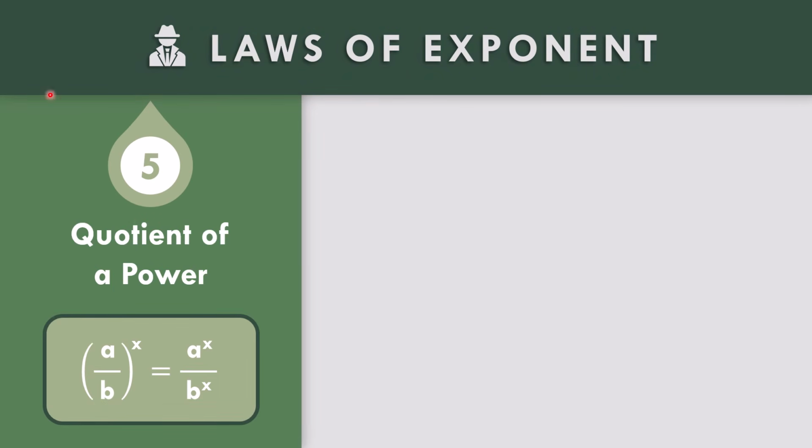Fifth law of exponents, that is the quotient of a power. So the quantity a over b raised to the x. So it means a to the x all over b to the x. In example number 1, that is the quantity x over y raised to the third power. So it means copy the base x, and then 1 times 3 is 3. And then copy the base y, 1 times 3, that is equal to 3. So the final answer is x cubed over y cubed.